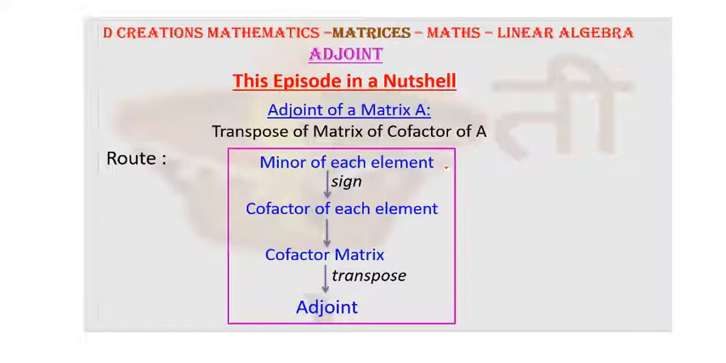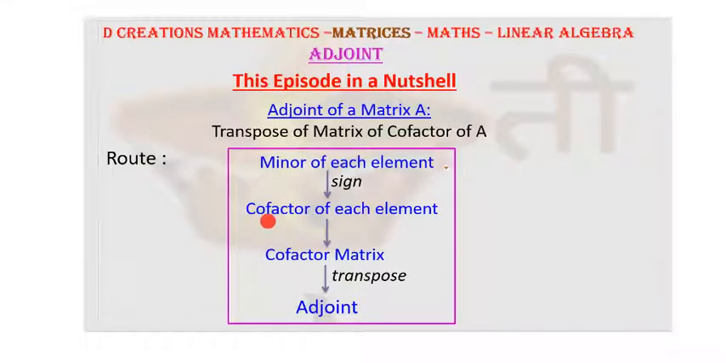I hope that you practice this again and solve adjoints of many matrices, because now you are just one step short of finding the inverse. Let us revise what we have done in this episode. In a nutshell, we were looking at the adjoint of a matrix, which is basically the transpose of the matrix of cofactors. And what is the route? For element aij, ignore row i, ignore column j, and take the determinant of the rest of the elements, which gives you the minor.